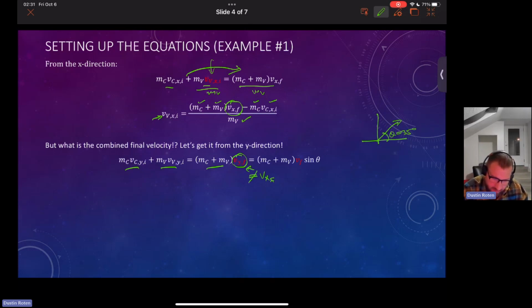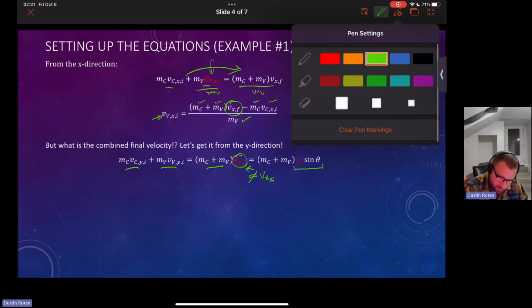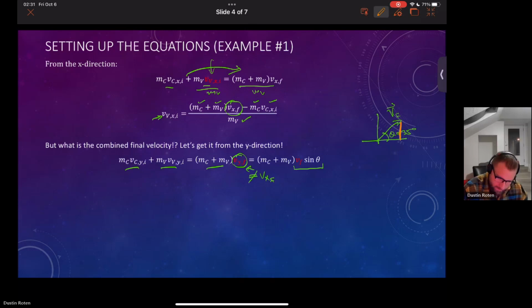So what we can do with our final velocity, final momentum, for the y component, is write it as that total final velocity, except we'll just grab the y component. So that'll be a sine function, sine of the angle. All I'm going to do is replace Vy final with the magnitude of that velocity vector times sine theta, and that's the same thing as my velocity in the y direction.